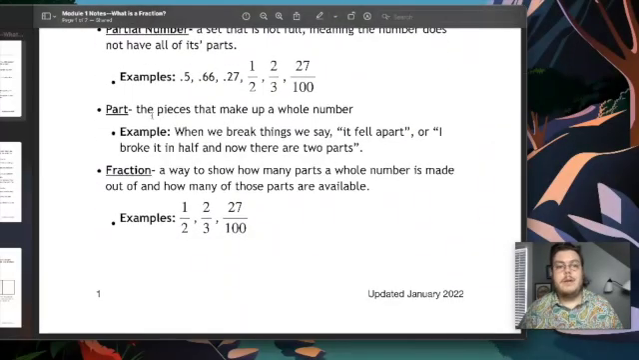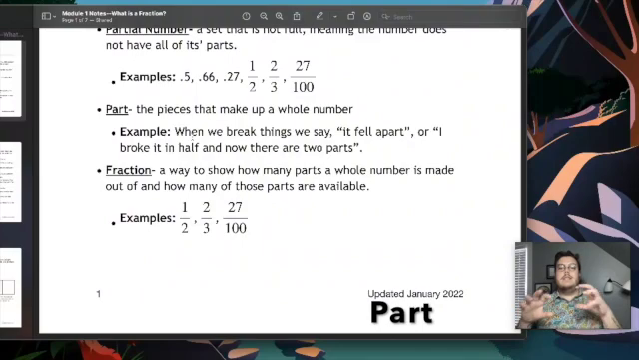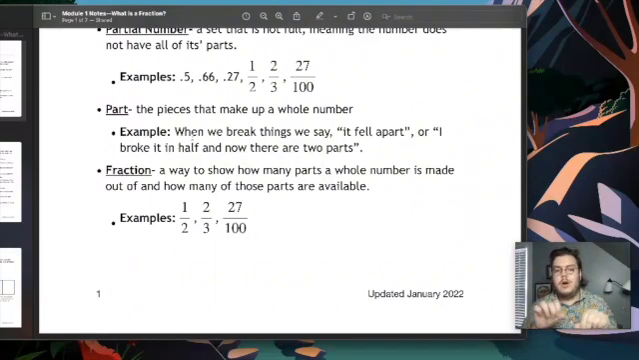Parts, you'll hear me talk about parts or pieces. The parts are the pieces that make up a whole number. So when we break things, we say, oh, this broke apart, or oh, this fell apart. If I broke a candy bar in half, I would say I have 2 parts. Okay, so parts are the pieces that make up a whole.